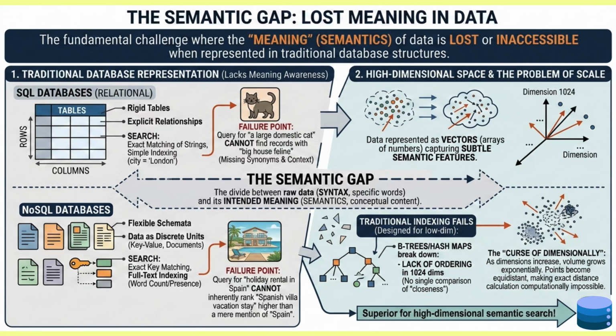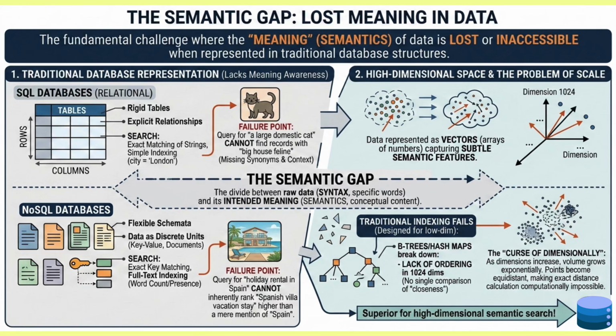If you search for a large domestic cat, a relational database cannot easily find records that contain big house feline, because the system only knows the dictionary definitions of the words, not their contextual meaning or synonymous relationship. Now let's have a look at NoSQL databases.